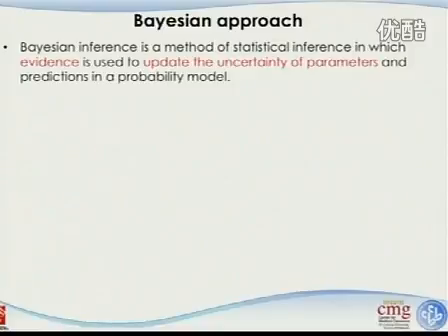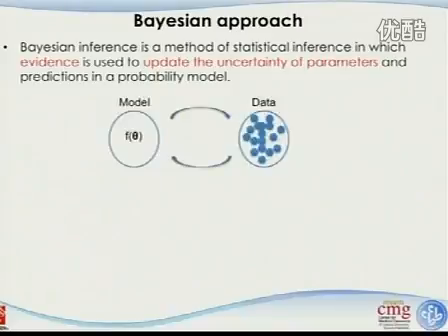And what we are going to use here is something called the Bayesian approach. Bayesian inference, again, this is from Wikipedia. Let's go through this. It's a method of statistical inference in which evidence is used to update the uncertainty of a parameter and the prediction of a probability model. Again, this is something that doesn't make sense at first. If you understand, it's straightforward. If you don't understand, I cannot make you understand in a couple of minutes. If you're good, you're good. If you're not, you probably don't care. So let's just go through this and understand as much as possible.